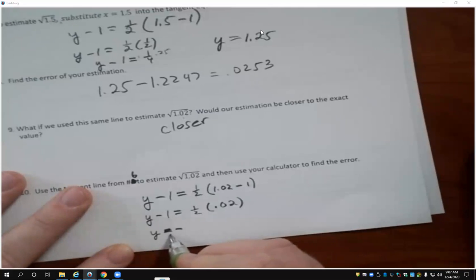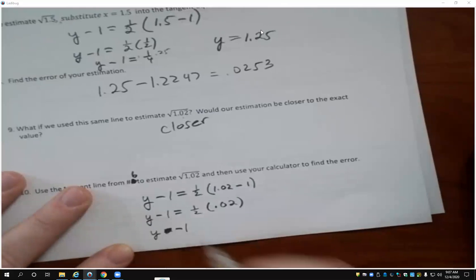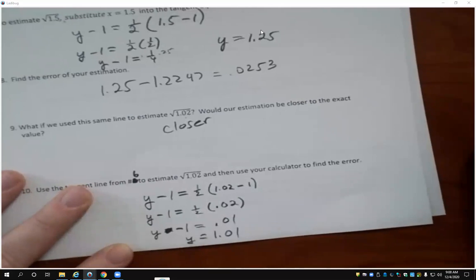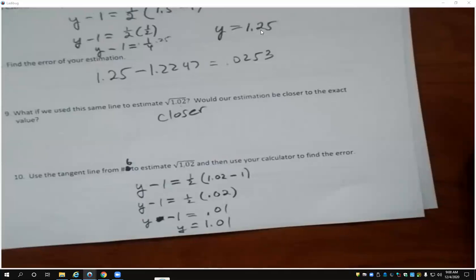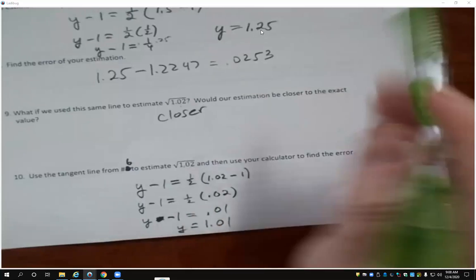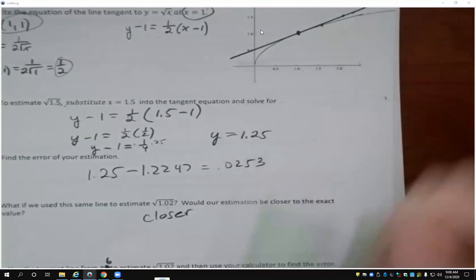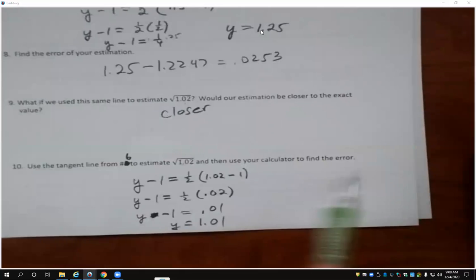Okay, y minus 1 is equal to, what's half of 0.02? 0.01. And then add 1 to that, and we get 1.01. So our tangent line is saying that the square root of 1.02 is 1.01. Okay. And remember, we are concave down. So we know that's an overestimate. So the actual square root of 1.02 is a little less than this, right?